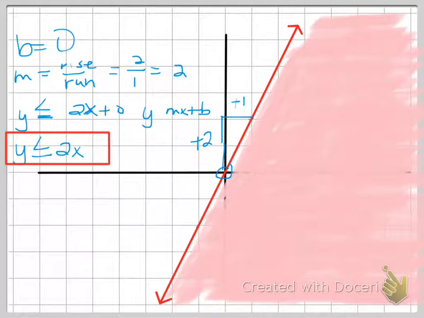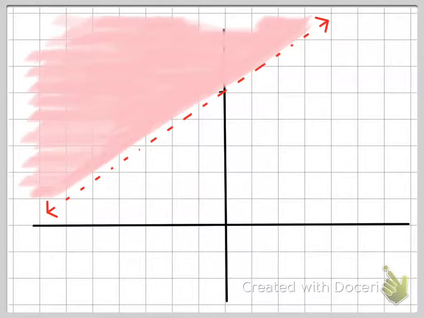Okay? Let's move on. Let's look at the next one. Same concept, starting and trying to work with our y equals mx plus b. First thing I need to find is my slope and my y-intercept. Y-intercept is easy. I'm going to go 1, 2, 3, 4, 5. My y-intercept is 5. My slope is up 1.